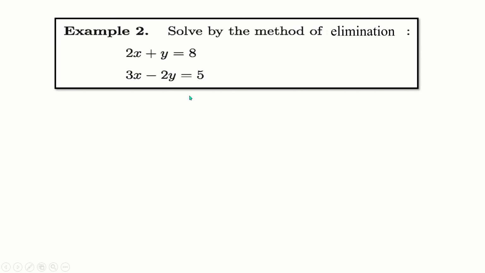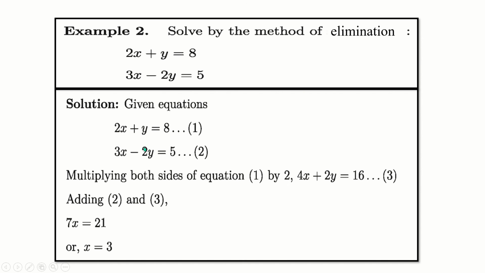Follow a solution, same problem, that is example 2, but the solving process is different. We have to use the elimination method. Okay, given condition. At first we have to determine which variable will be vanished. Okay, our target is to vanish y, so we have to multiply equation 1 by 2 and equation 2 by 1.